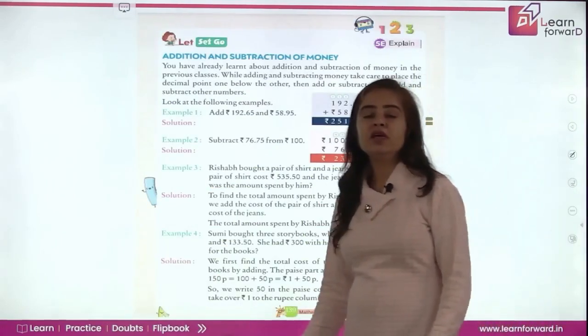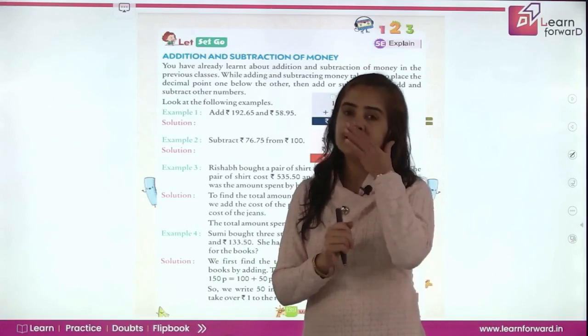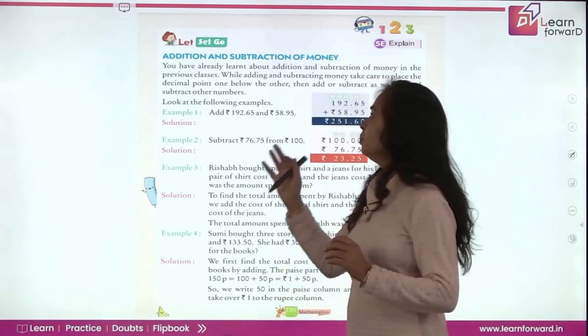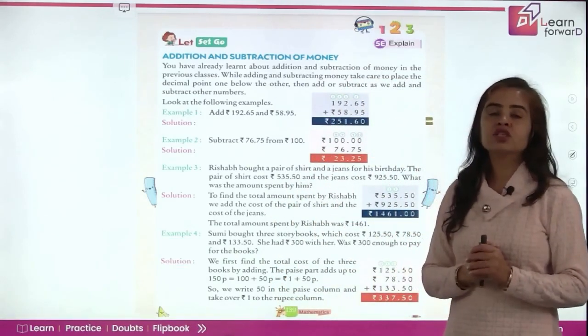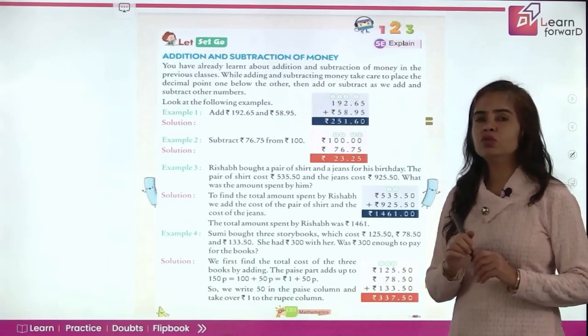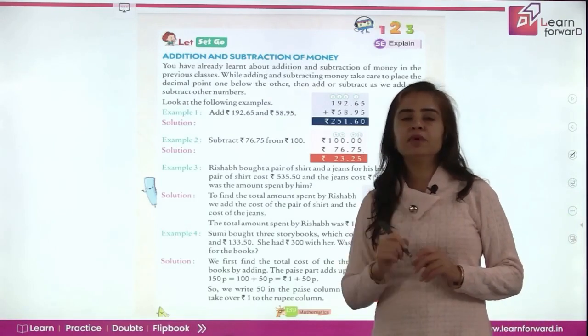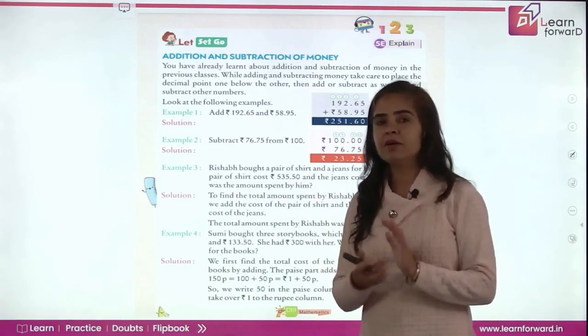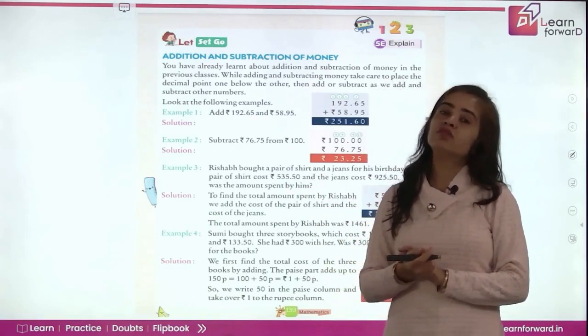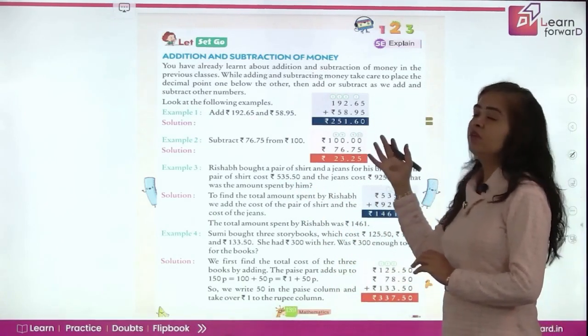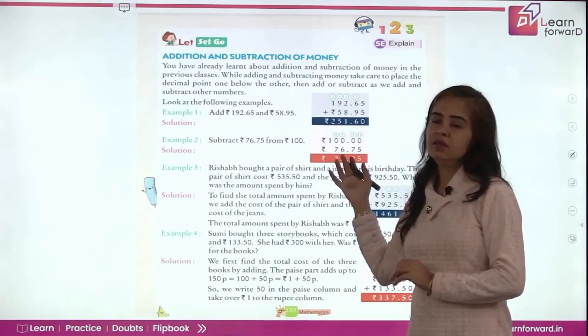Now, we already know that 1 rupee is equal to 100 paise. We'll be starting with addition and subtraction of money. When you write an amount, do you know you use a decimal point in between to separate rupees and paise? Yes. So when you have to add or subtract, we will be using that notation here.